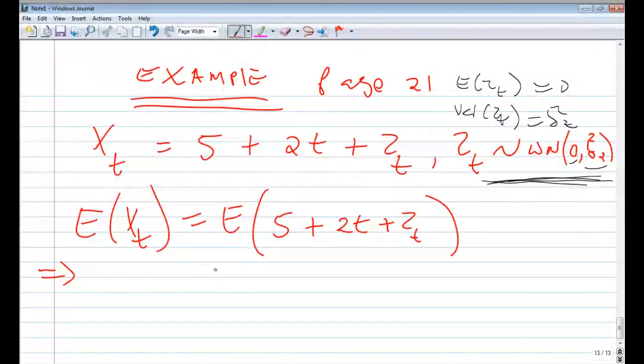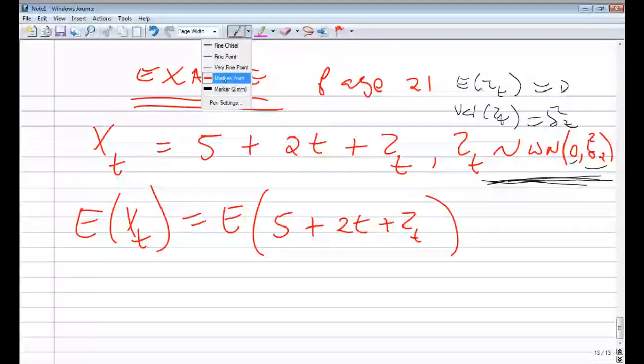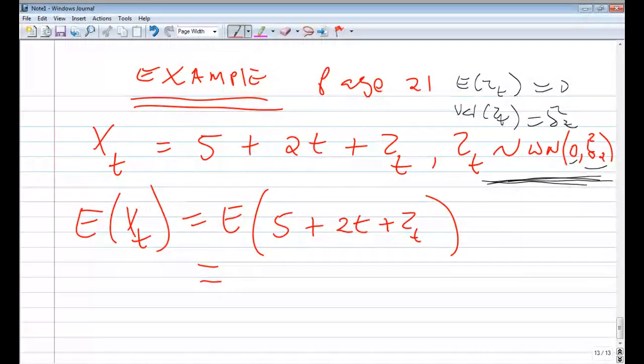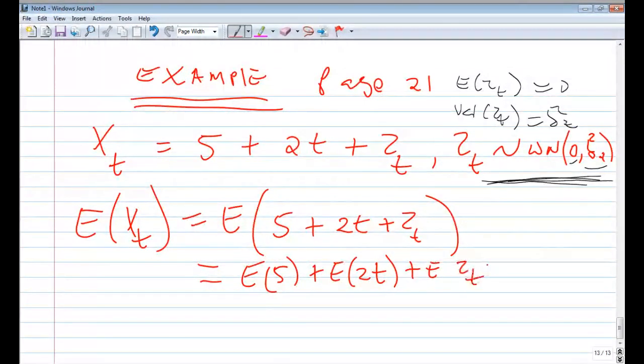Expected value of xt, now it will be equal to what? So now you introduce the expectation inside there. So you're going to get what? The expected value of 5 plus the expected value of 2t plus the expected value of zt. I'm just writing everything so that you can understand. Otherwise, I would have just gone straight to the answer.